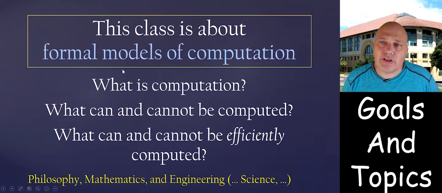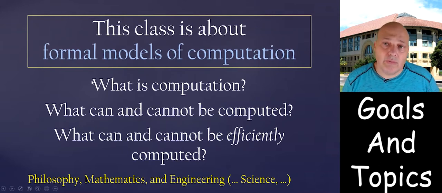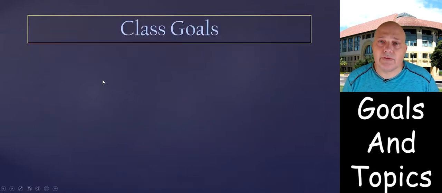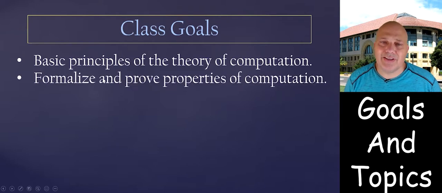The answers to these questions relate to various areas: philosophy, mathematics, engineering, and, as I hinted in the previous video, also to the sciences, including the social sciences. What are the goals of this class? What do I want you to get out of this class? I want you to know some of the basic principles in the theory of computing, and I want you to know them at different levels of understanding. Some of them I just want you to be aware of, and some of them I want you to be able to do something with. I want you to be able to formalize and prove some central properties of computation.